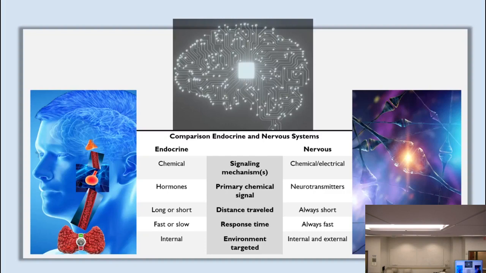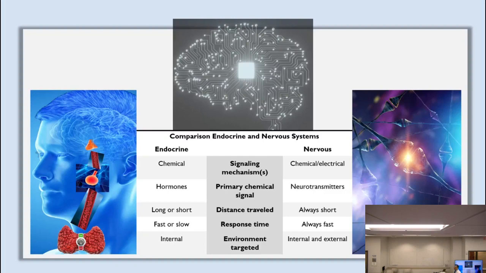The primary signal is the neurotransmitter in the nervous system, while it is a hormone in the case of the endocrine. Don't forget that there are some chemicals in the body that are called neurohormones. An example is epinephrine that we release into the blood, but it's released by stimulation of the nervous system. Now, the distance traveled by these chemicals is very short in the case of the nervous system, the synapses. In the case of the hormones, it is very long or sometimes short.